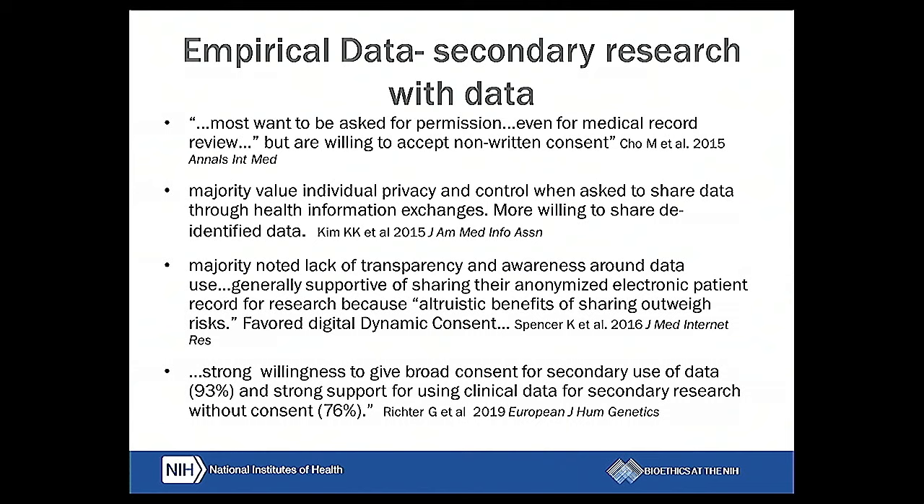There's been some other studies that have looked at how people think about sharing data. So the sharing data through health information exchanges, and in that study anyway, more people were willing to share de-identified data than identified data. And another study that showed that people favored dynamic consent in the setting of sharing data also pointed out that people were more comfortable with anonymized data sharing, and they recognized the benefit of it. I think the last one is really interesting and was just published recently.